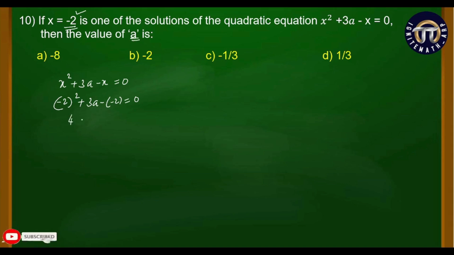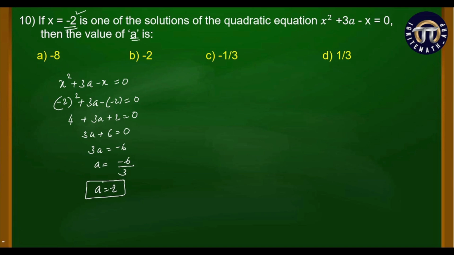So now 4 plus 3a plus 2 equal to 0. So I get 3a plus 6 equal to 0. That is nothing but 3a is equal to minus 6, a is equal to minus 6 by 3, a is equal to minus 2. So the answer is minus 2, which is the right option. Option B, that is minus 2.